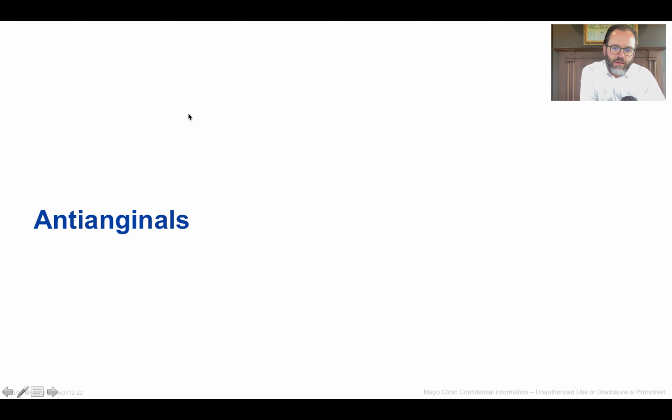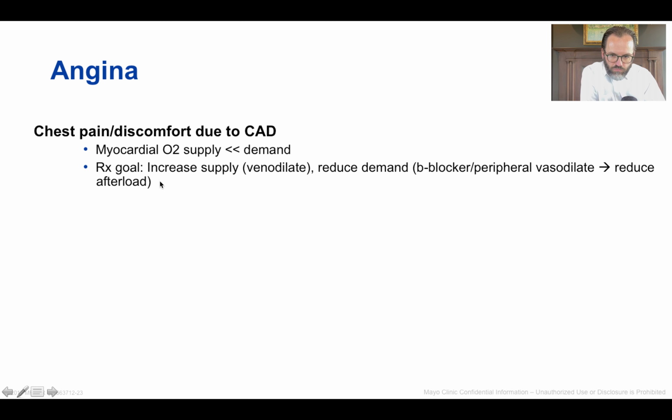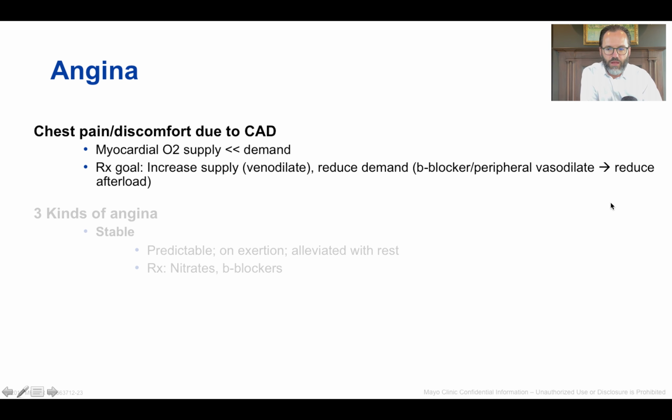Now, with anti-anginals, angina being chest pain due to coronary artery disease or significant obstructions within the coronary arterial tree, myocardial oxygen supply is less than the demand. And the treatment goal there is really to say, how do we increase supply and how do we reduce demand, and ultimately optimize that mismatch that's occurring between demand and supply.